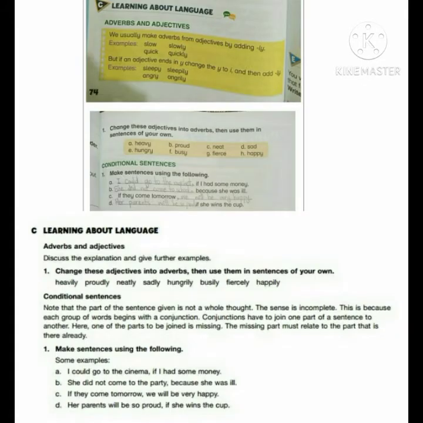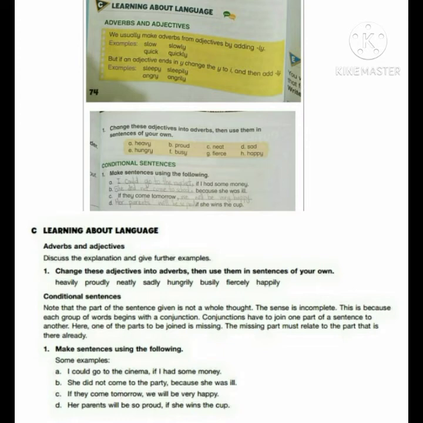Now come towards part C, learning about language. Adverbs and adjectives. Students, an adverb is a modifier of a verb, means that it adds something to the meaning of a verb. For example, running fastly. Here fastly is an adverb. And adverbs usually end with ly. And an adjective is a quality of a noun. For example, beautiful flower. Here the word beautiful is the quality of flower, so beautiful here is an adjective.